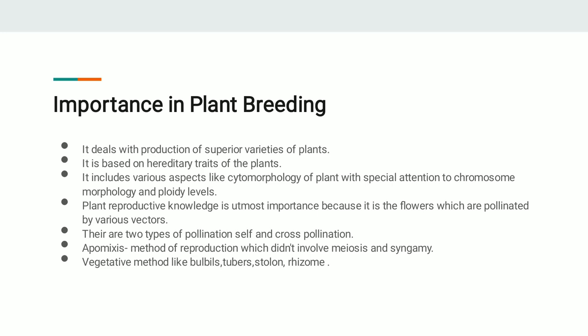Within the field of plant breeding, knowledge of the plant reproductive organs, that is the flower, is most important because all the processes take place there, just like the crosses and the pollination between the flowers only. There are two types of pollination, self-pollination and cross-pollination. Okay, we will deal with them in subsequent lectures. Then apomixis, a method of reproduction which doesn't involve meiosis and syngamy. This is the most important step in plant breeding.